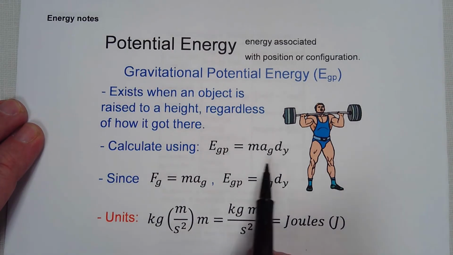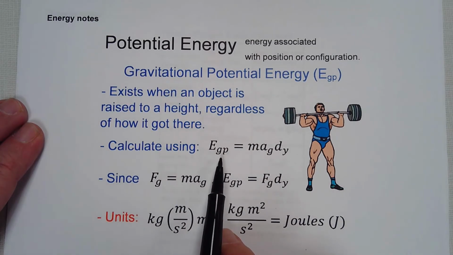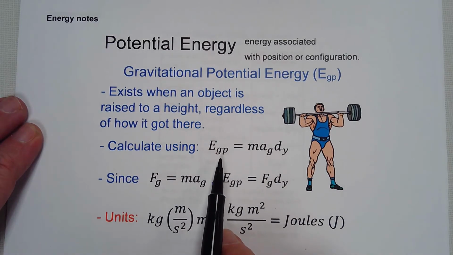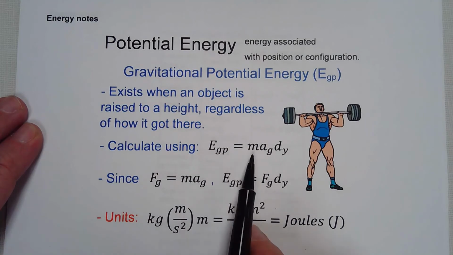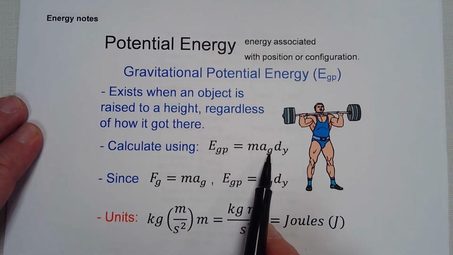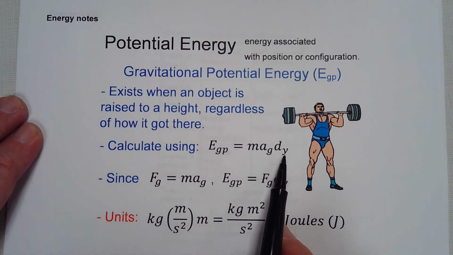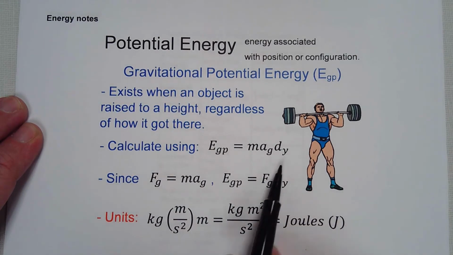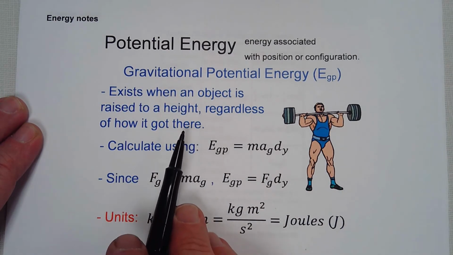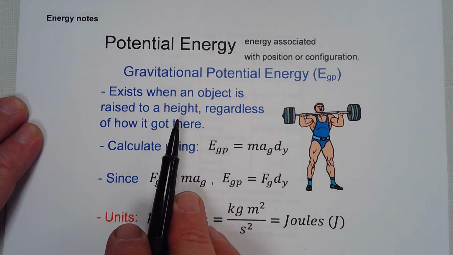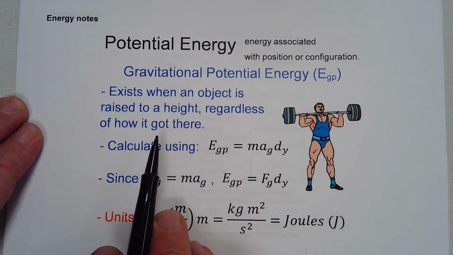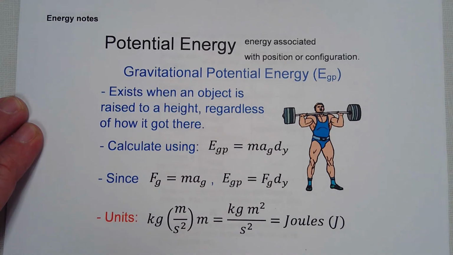Now, the equation to calculate how much gravitational potential energy exists when something is up high is simply mass times a_g times its height. So notice we have dy here. Gravitational potential energy only exists when the object is raised up to a particular height. It doesn't matter how it got there. So any motion sideways doesn't change the gravitational potential energy. Only height relates to gravitational potential energy.